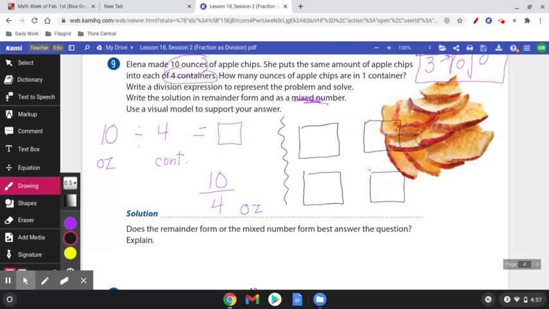So my 10 ounces is being divided among my 4 containers. If I divide up my 10 into 4 parts, I can think with my ounces, if I gave them each maybe 2, you're each going to get 2, right? They're each getting 2 ounces. Kind of start there. It's kind of one way to look at it.